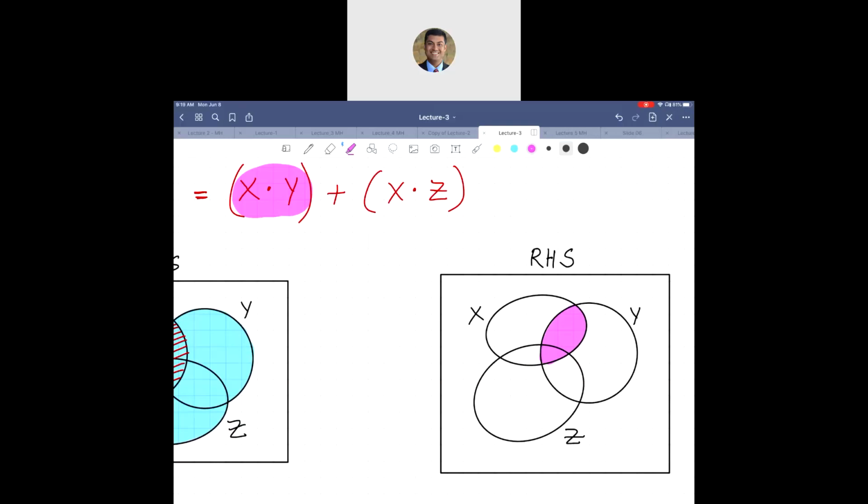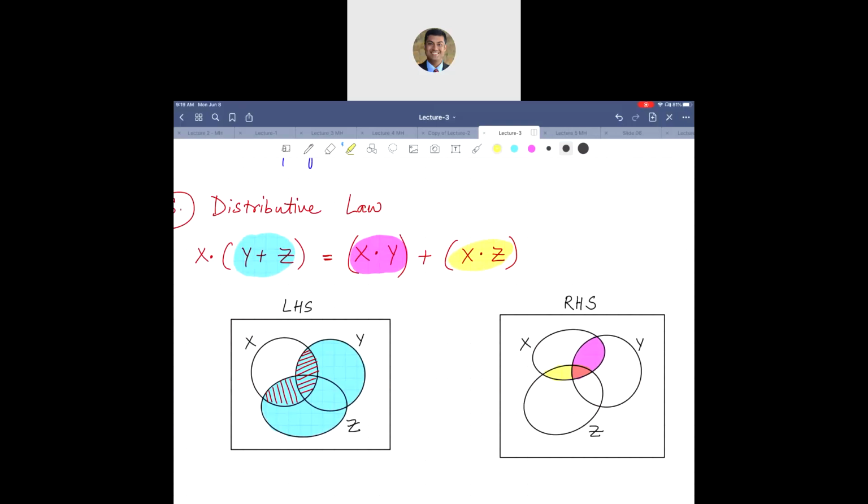Then X and Z. Let us do it in maybe yellow. Intersection between that and that. And I can simply add on to this because it is OR, so I'm just adding up. Clearly, if you can see now, the shaded part on the right-hand side is exactly the shaded and striped part on the left-hand side. That's how we prove it.